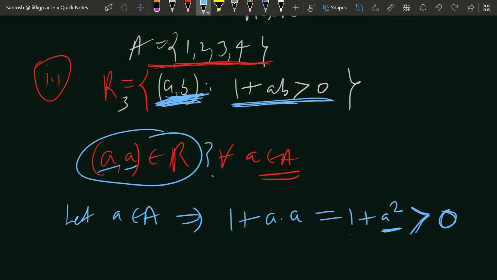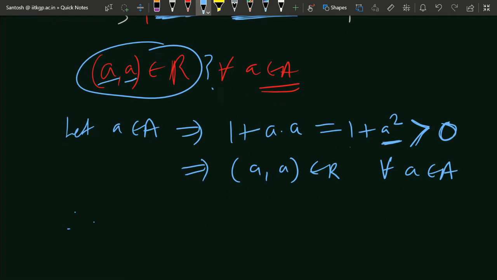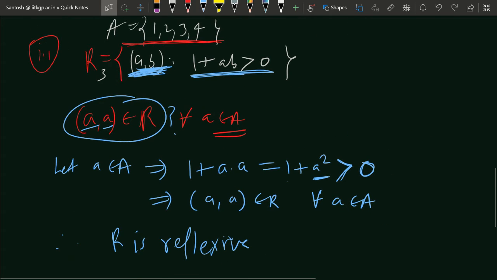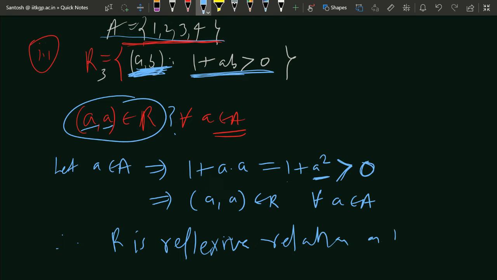So 1 plus A into A is more than 0. This implies (A, A) belongs to R for all A belongs to A, and this is enough to say that therefore R is reflexive. Whatever set we choose, like A has 1, 2, 3, 4, whatever set you take, it will always be reflexive. Even if, in place of A, you have the set of real numbers, natural numbers, or integers, it will still be reflexive. Okay, fine, so this was reflexive.